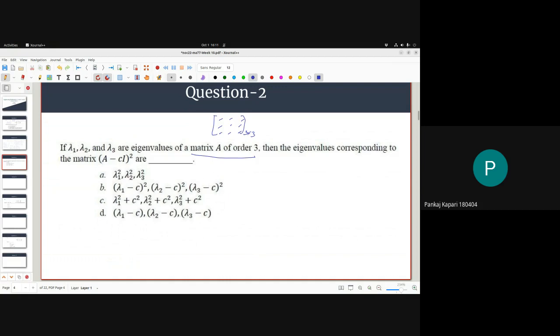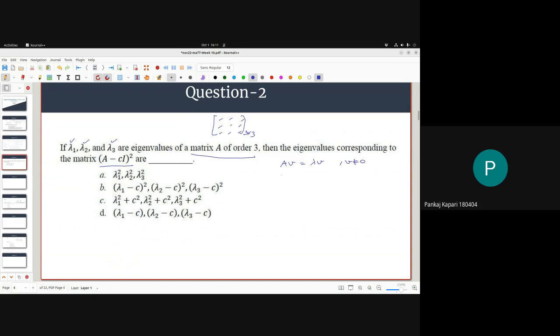And it's given that lambda 1, lambda 2, and lambda 3 are eigenvalues of our matrix A. So this matrix A has 3 eigenvalues. We have to find the eigenvalues of the matrix obtained by subtracting C times the identity matrix from A and taking its square. Let's see what the eigenvalues of this matrix will be, given the eigenvalues of A. For eigenvalues of A, we must have A V equal to lambda times V for some non-zero vector V.